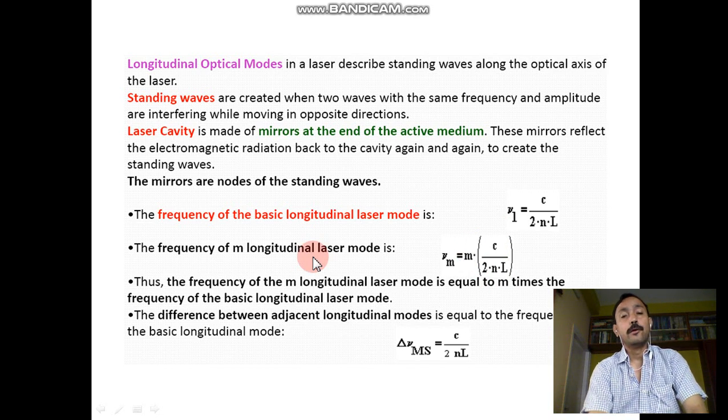Thus, the frequency of the m-th longitudinal laser mode is equal to m times the frequency of the basic longitudinal laser mode, which is ν1. So νm = mν1. The difference between adjacent longitudinal modes is equal to the frequency of the basic longitudinal mode. This is Δν = c/2nL.